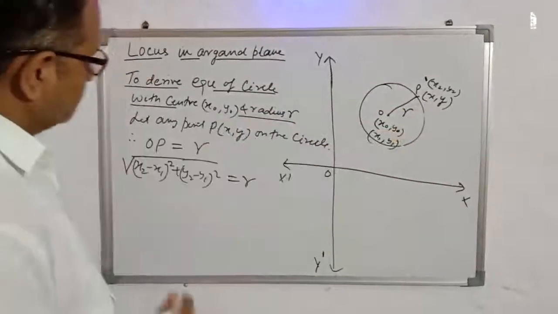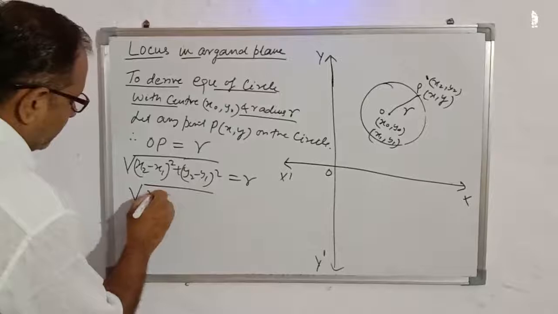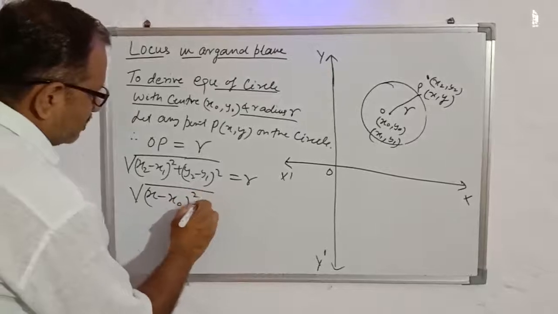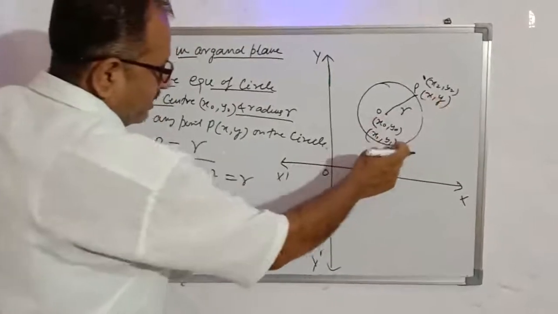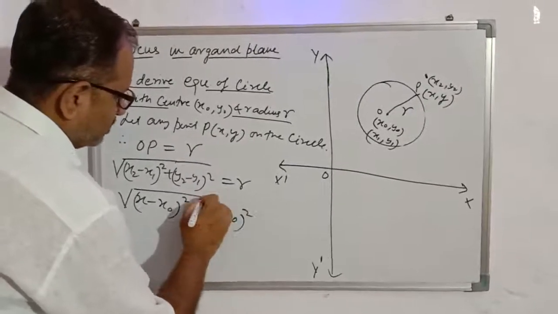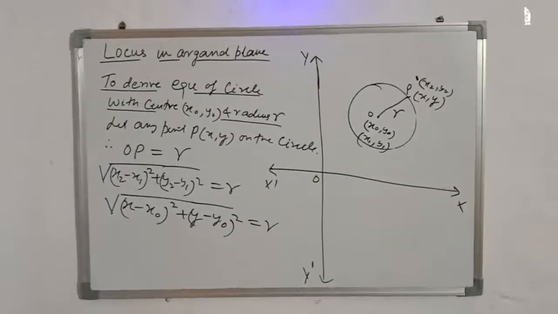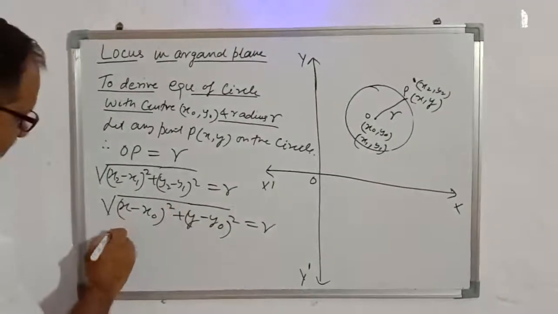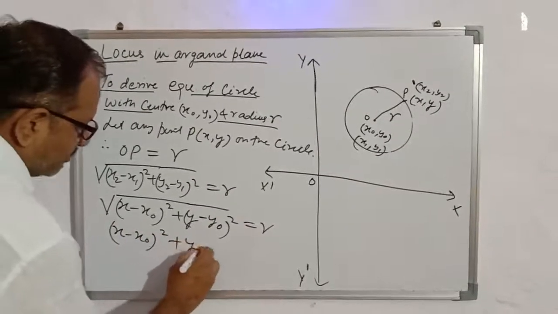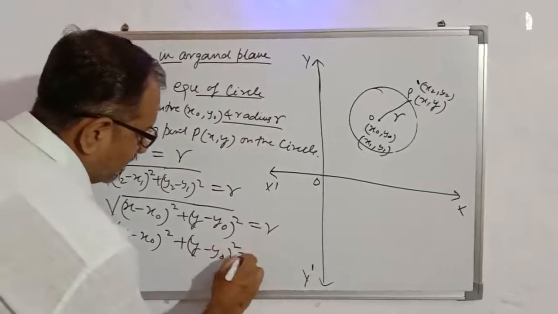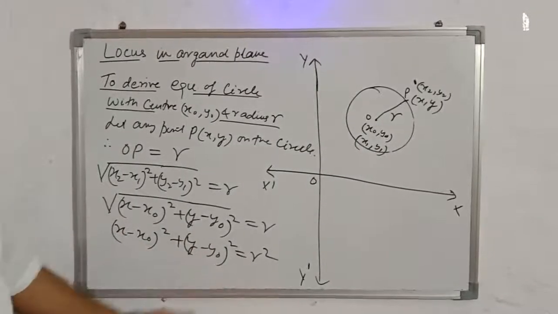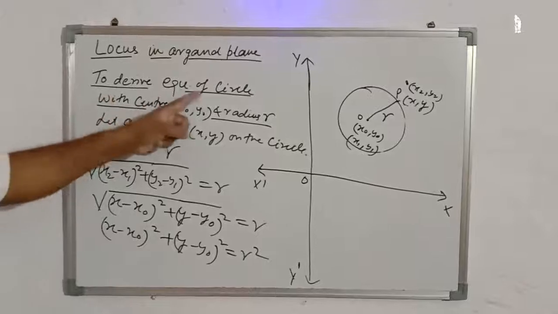What is x2 here? x. So we will write x, and x1 is x0: (x minus x0) whole square. y2 is y and y1 is y0: plus (y minus y0) whole square, the square root of which is equal to r. Squaring on both sides, we get (x minus x0) whole square plus (y minus y0) whole square is equal to r square. This result represents the equation of the circle.